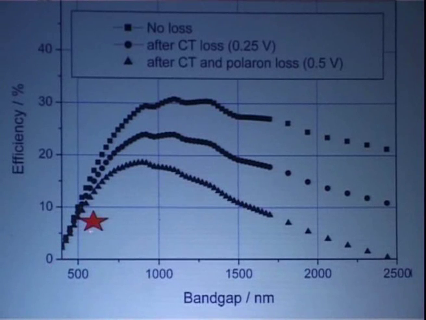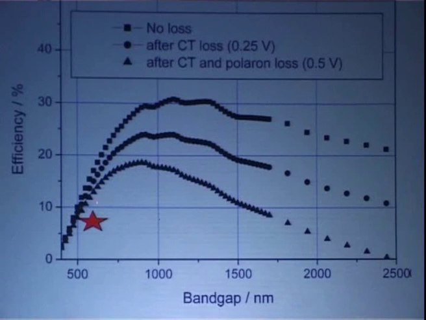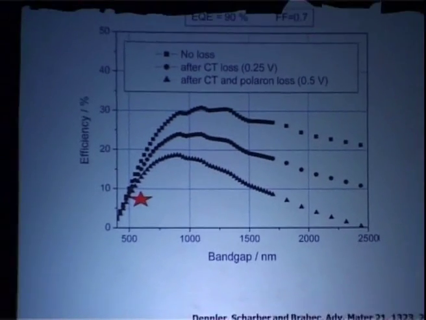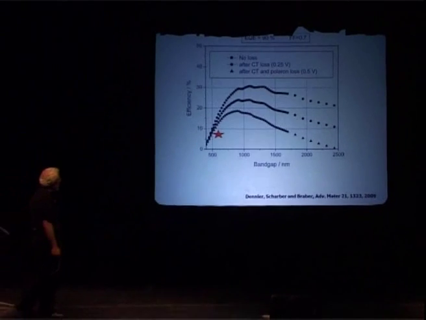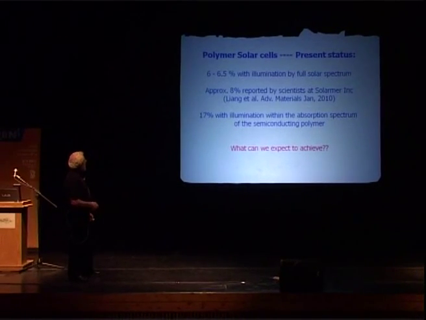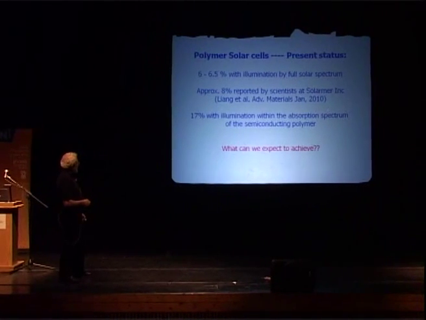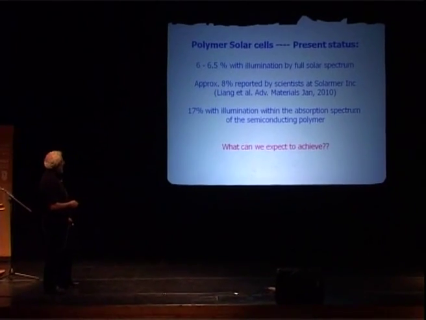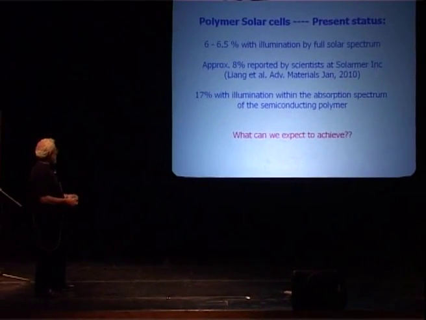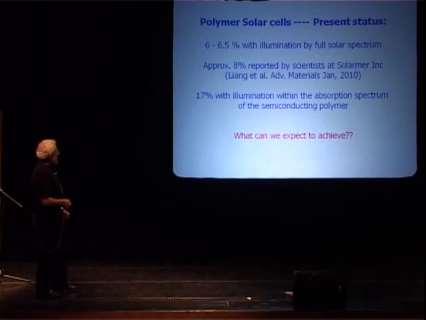We're here. Other people are actually a little higher, as I said, about 8%. So the technology pathway is there. We understand some of the science, but there are a lot of unsolved problems. The 8% was just reported in Advanced Materials in January. And I guess the question is, can we get to that kind of a theoretical limit?